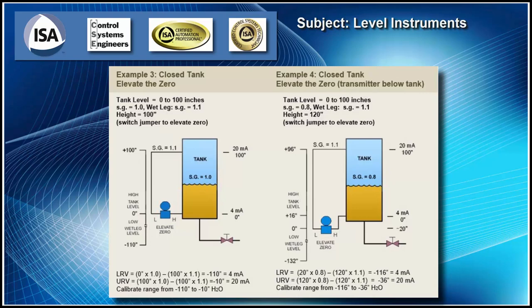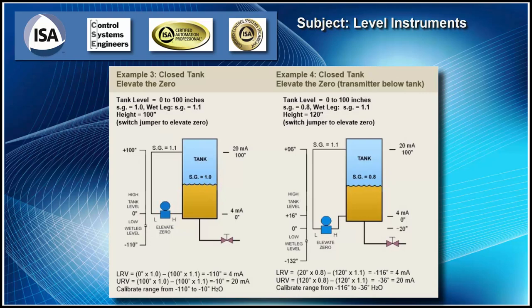This is at 0%. We have 16 inches above it on the high side, but on the wet leg side, the reference leg side, on the low side, we have the 100 inches plus the 20 inches below, for 120 inches. And then we have to multiply that times the specific gravity of 1.1. So we get a total pressure on the low side of minus 132 inches. Remember, 100 plus 20 is 120. Multiplying times the specific gravity of the wet leg gives us minus 132 inches on the wet leg.